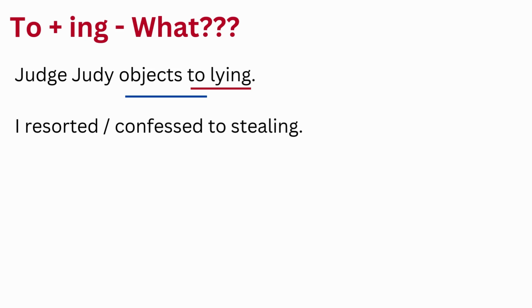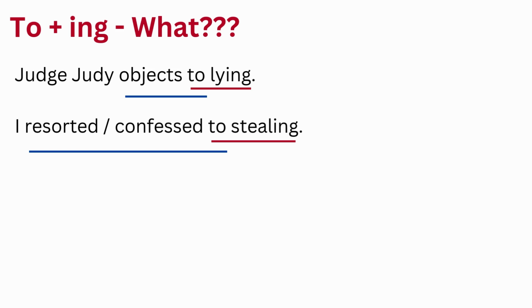If you resort to something, it means you had to do it even if you didn't really want to. For instance, imagine you have a big test and you know you're going to fail, so you decide to cheat. I resorted to cheating. Usually resorting to something refers to doing something undesirable. So, I resorted to stealing. Again, we see to and ing. The reason for this is that resorted and to form a unit. They always go together. You can't say, I resort stealing. It must always be, I resorted to stealing.